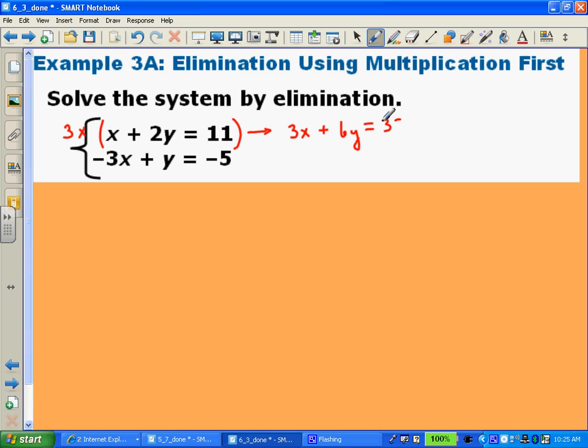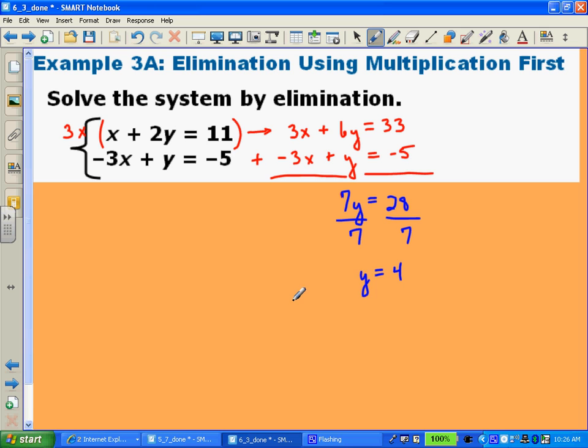When I do that, I get 3x plus 6y equals 33. And then I'm just going to recopy this equation just as it was. Now you can see when I add these together, 3 and negative 3 are going to cancel out. 6y plus 1y is 7y, and 33 plus negative 5 is 28. Then I divide by 7, and I figure out that y is 4.